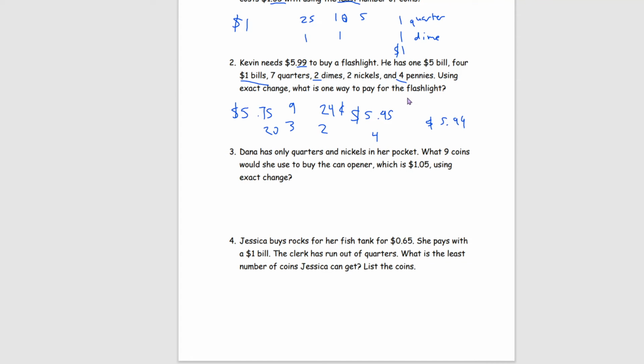So he can use one $5 bill, use 3 quarters, 2 dimes, and 4 pennies to get his desired $5.99 to buy a flashlight.